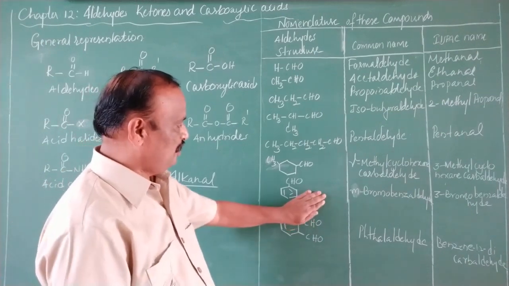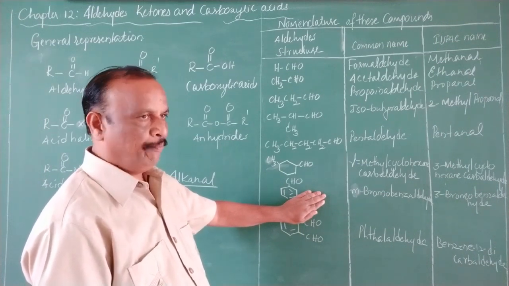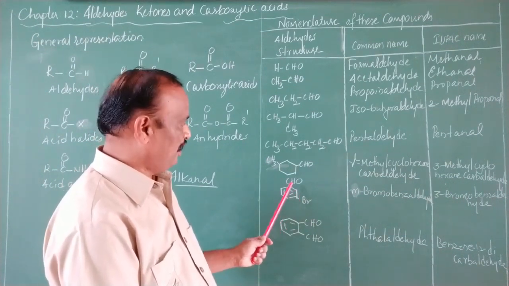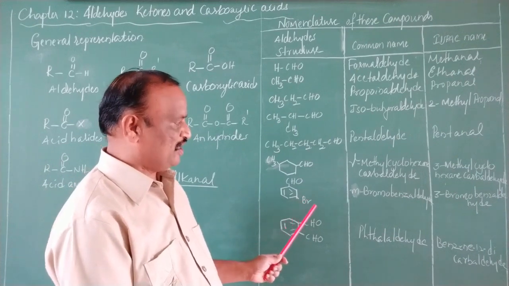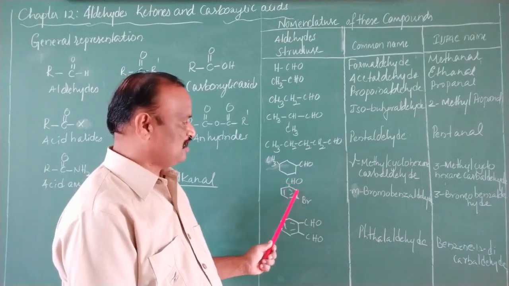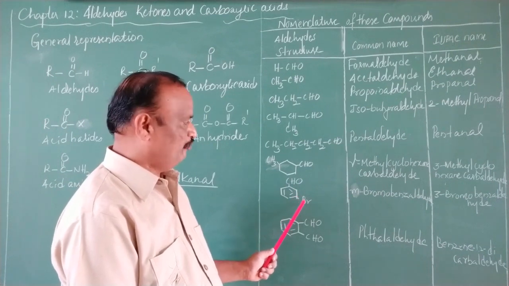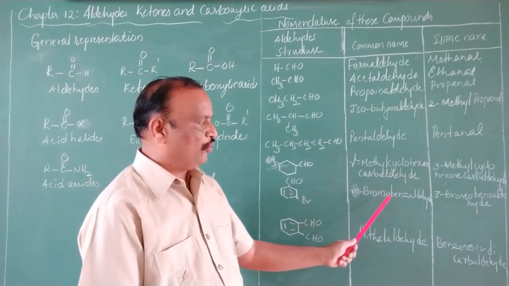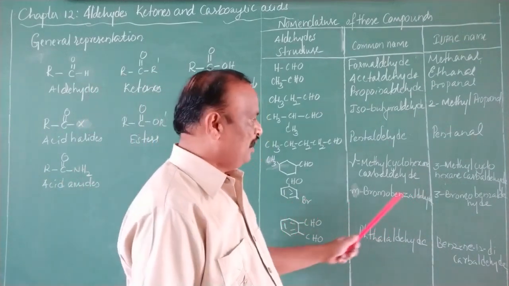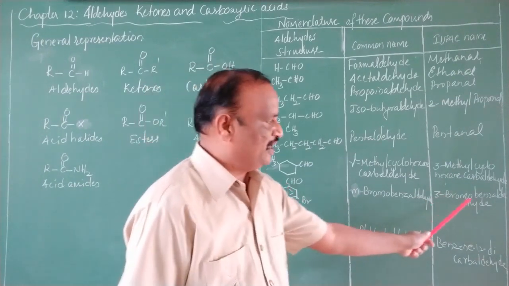So if this is not there, it's a simple aromatic aldehyde, that's nothing but benzaldehyde. To the third position, the third carbon, this Br group is attached. The adjacent position of the functional group is the ortho position we call it. This is the meta position, and this is the para position. To the meta carbon Br is attached, so meta bromo benzaldehyde we call it in the common system. In the IUPAC system it is the third position, therefore it is 3-bromo benzaldehyde.